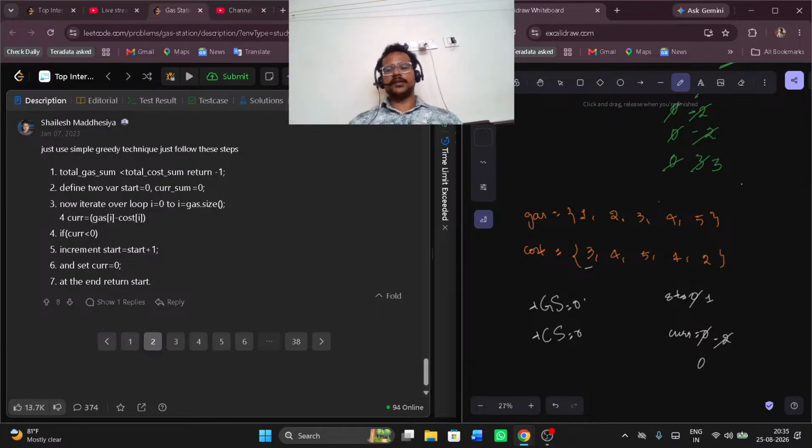Then gas sum will be 1, total cost sum will be 3. Okay, now start is 1. Okay, 2 minus 4 is minus 2. I'll just put this current to 0. 2 minus 4 is minus 2, so start will be 2. Now current gas sum is 2 plus 1, 3, cost will be 4 plus 3, 7. Now I have 3 and 5, it will be minus 2 and will reset to 0. Then start will become 3. Right, now total gas sum 3 plus 3 is 6, cost 7 plus 5 is 12.